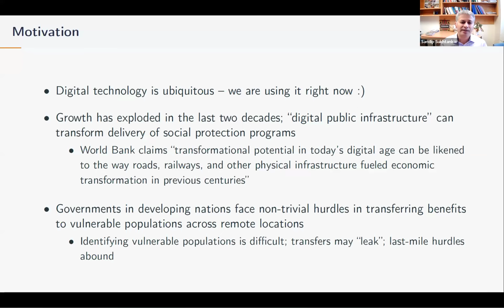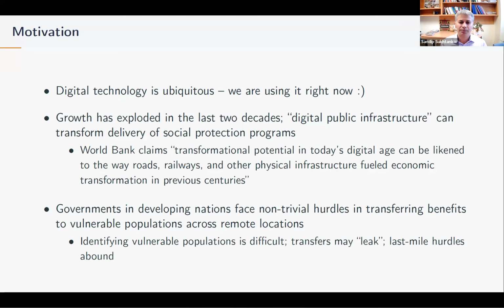So the broad motivation is very, very obvious in some sense. Digital technology is ubiquitous. We are on Zoom, which is a form of digital technology, of course. And as everyone knows, the growth has exploded in the last 2 decades. A form of digital technology is digital public infrastructure. This is something that the government can use to deliver social protection. It can use it for other things as well, but for our purposes, it can be really, really useful.